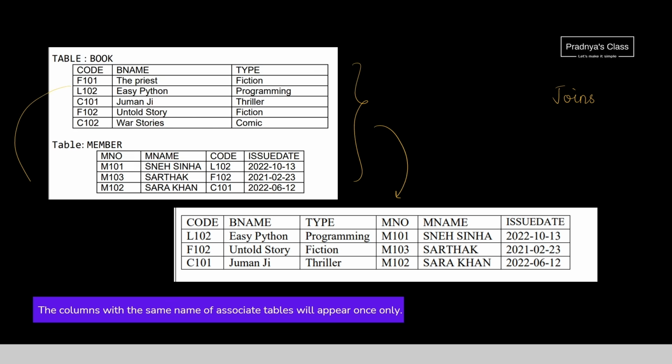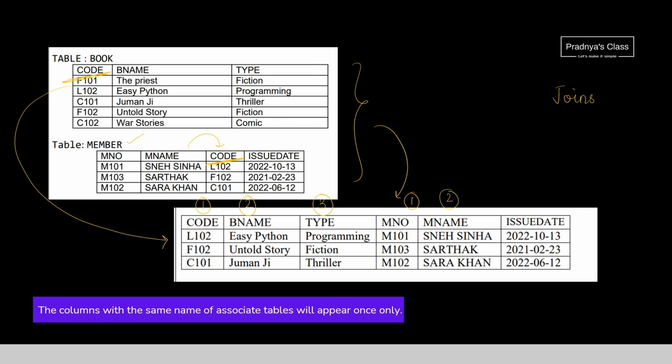All the columns of the first table will get printed. This is the first column, this is the second, and here is the third column of the first table. Now look at the columns of the second table. The first column of the second table is getting printed. Even the second column is also getting printed. When we look at the next column, that is code, this column is present in the book table also.